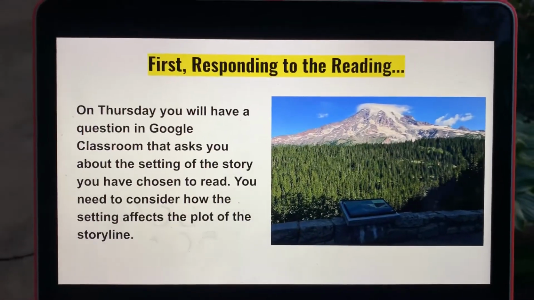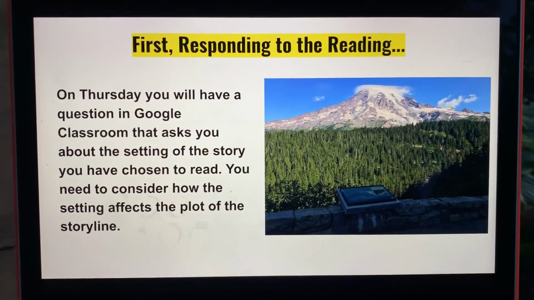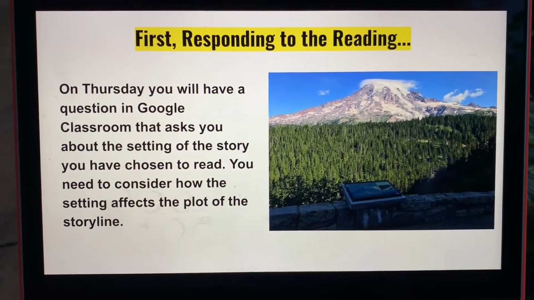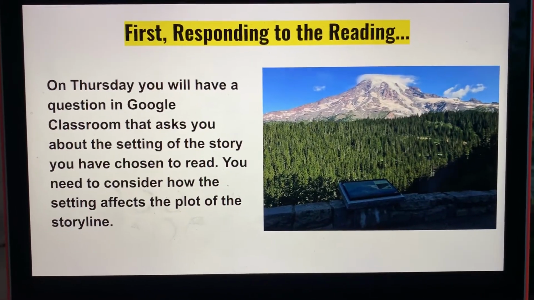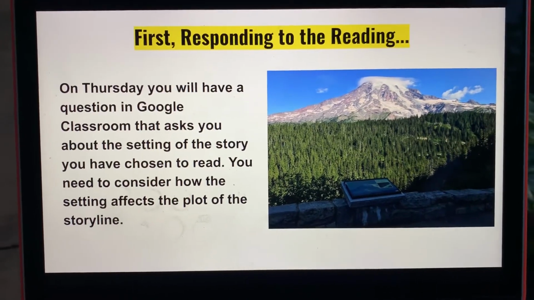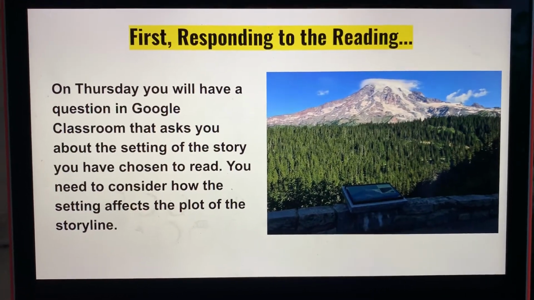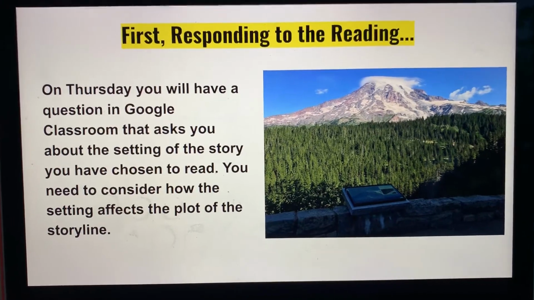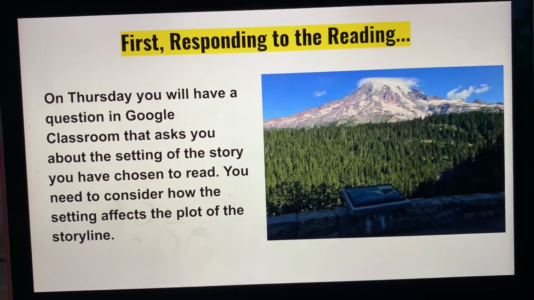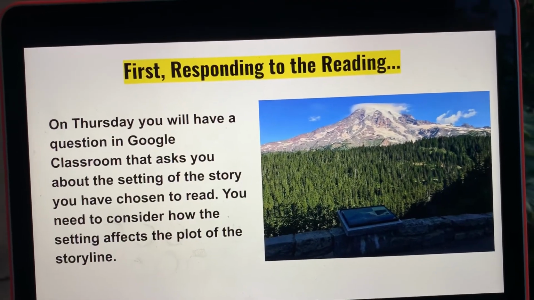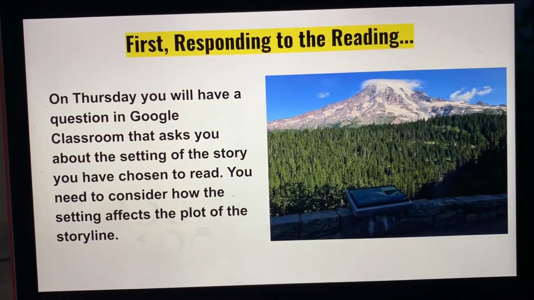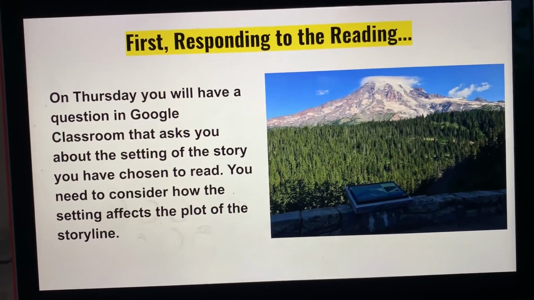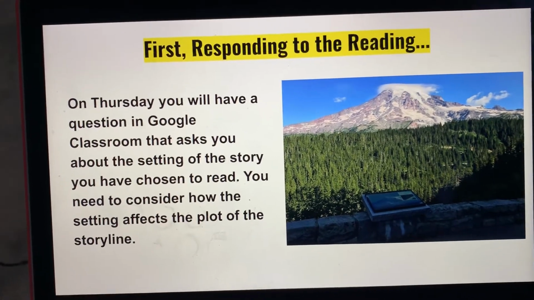So, first, on Thursday, you will have a question in Google Classroom that asks you about the setting of the story you've chosen to read. Whatever book you picked, it has a setting. We need to focus on that. You need to consider how the setting affects the plot of the storyline. So the question will ask something like, how is this specific setting affecting the overall plot of your story so far?